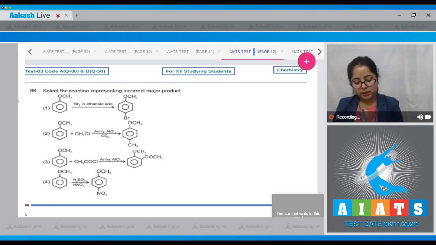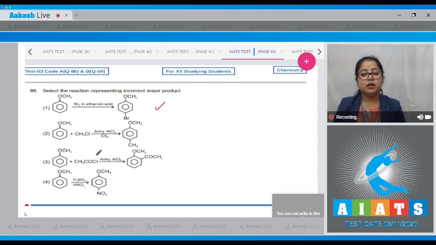Student, this is a correct reaction, as in case of anisole during electrophilic substitution reaction para product is the major one. So here it is para bromo, that means this is the correct major product. Moving to next, anisole when reacts with CH3Cl in the presence of anhydrous AlCl3 and CS2.